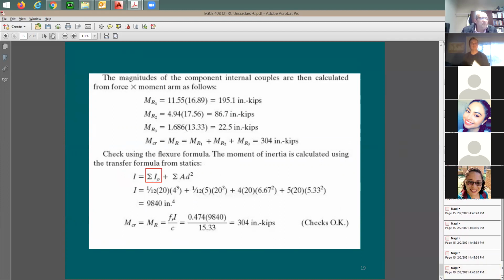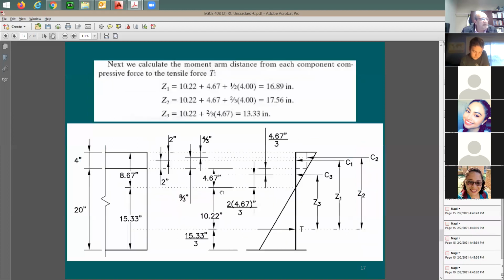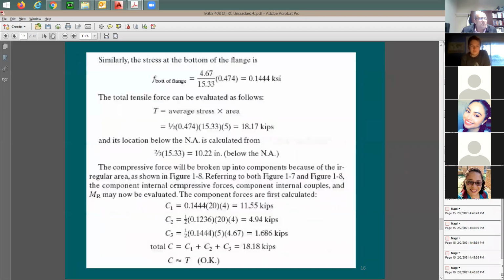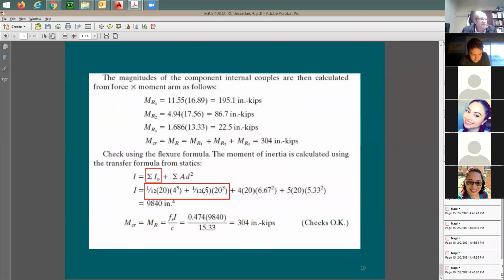The equation for any rectangular section is bh cubed divided by 12. So for the first one, the top flange, the width is 20 and the depth is 4 inches. How about for the stem? Width is 5 and the depth is 20 inches. Let me confirm this by going back and looking at the numbers. 20 times 4 cubed divided by 12 plus 5 times 20 cubed divided by 12. With that, I have I sub 0, which means the moment of inertia for each one of these sections about its own centroid. I'm done with this.